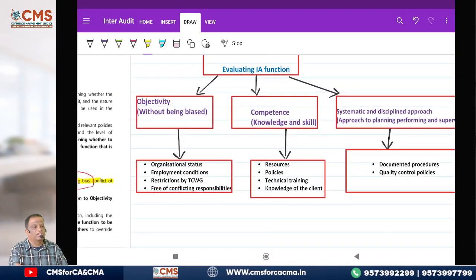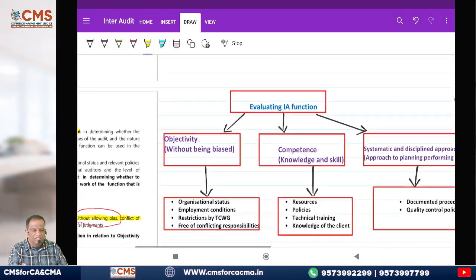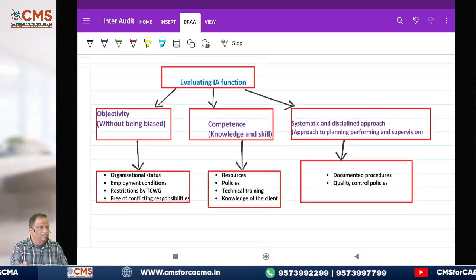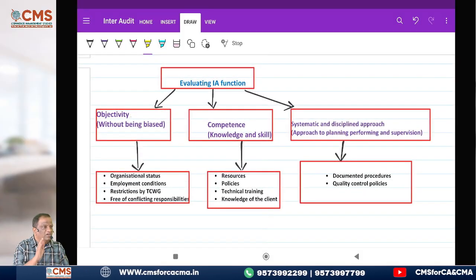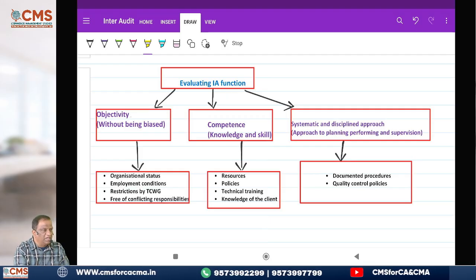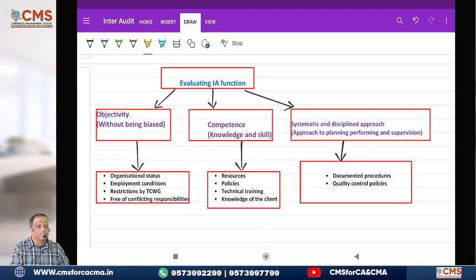That is where this point will come: how do I evaluate the internal audit function? This is required. Now you tell me, whenever we are talking about it, which model does it come under? Where the internal auditor is working like a team of the stat auditor, or the internal auditor working independently? Independently.